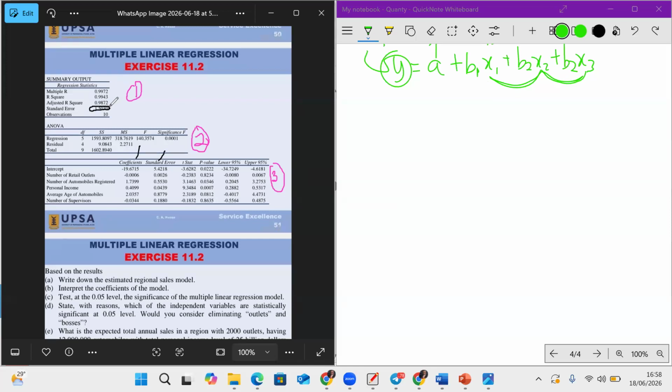This standard error here is for the entire work. Then the coefficients are all called parameters. So the standard errors here are for each parameter. Then we have the t-stats. Remember the t-stats we saw.